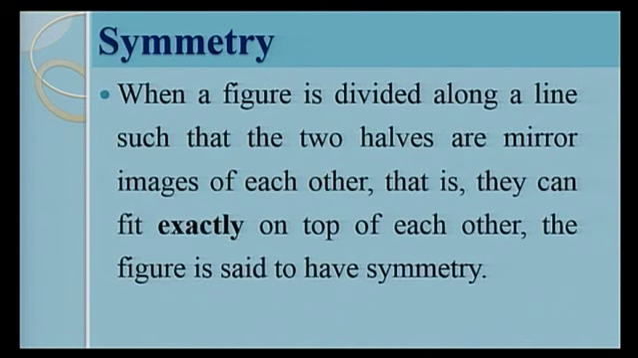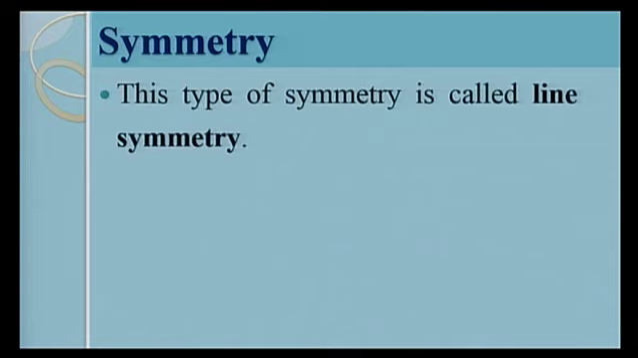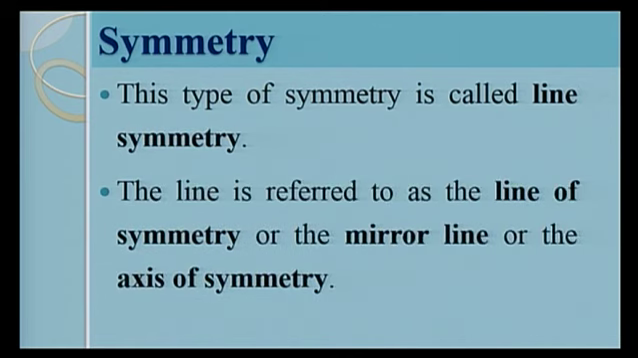So I say it again: you take a figure, you divide it in two halves, and the two halves fit exactly on each other. That's what we call symmetry. Since it is symmetry along a line, it is called line symmetry. And the line that you've got is the line of symmetry, or we call it the mirror line, or even the axis of symmetry.